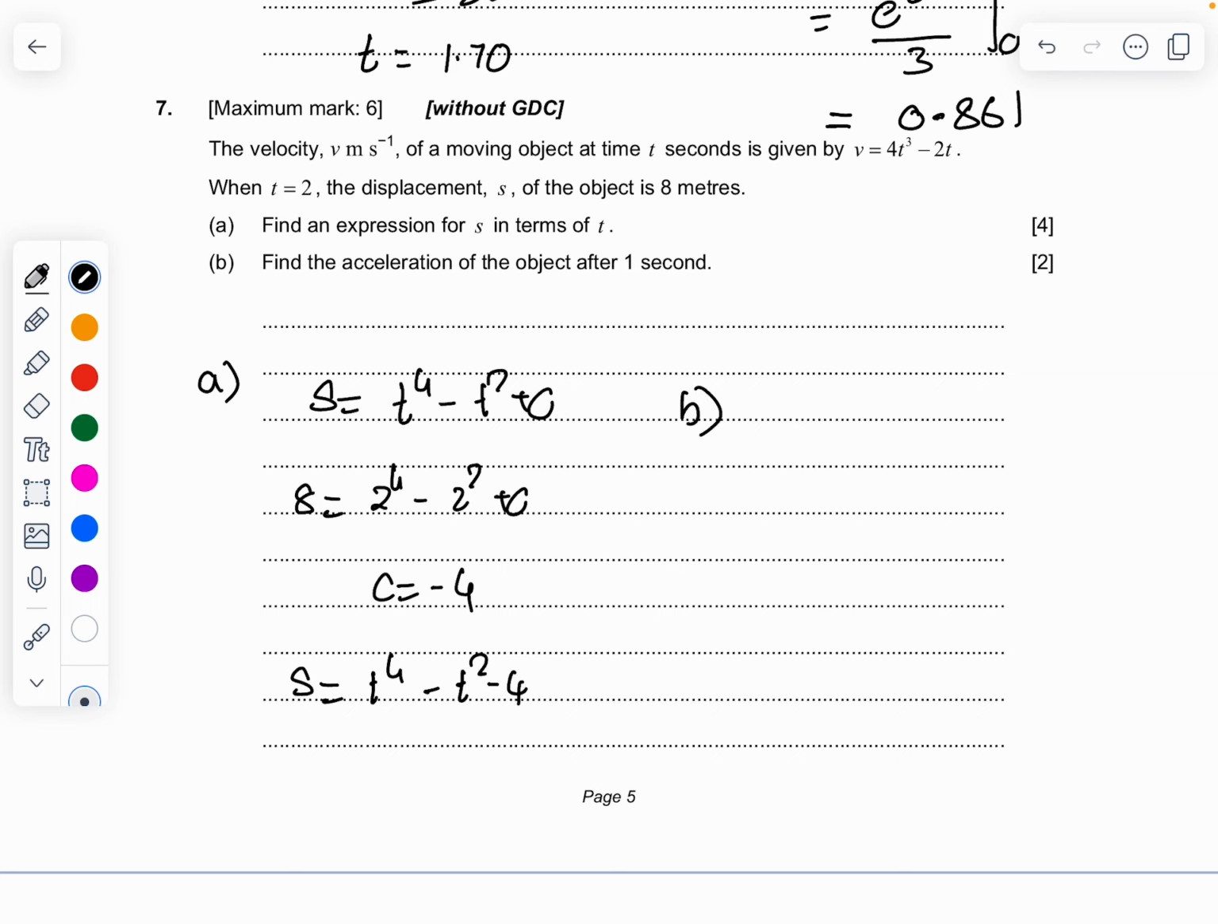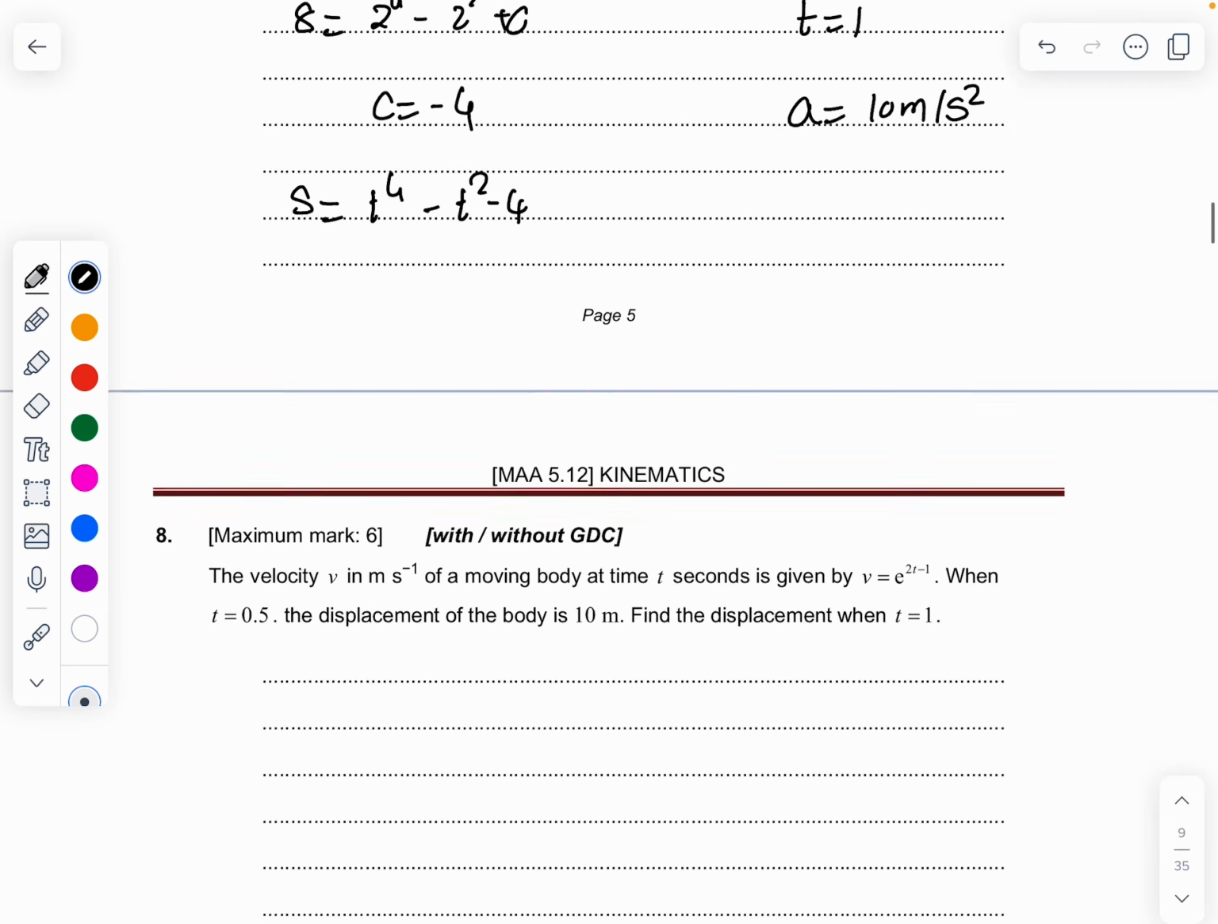Find the acceleration after 1 second. So a equals 12t square minus 2. At t equals 1, plug in, a equals 10 meters per second square.